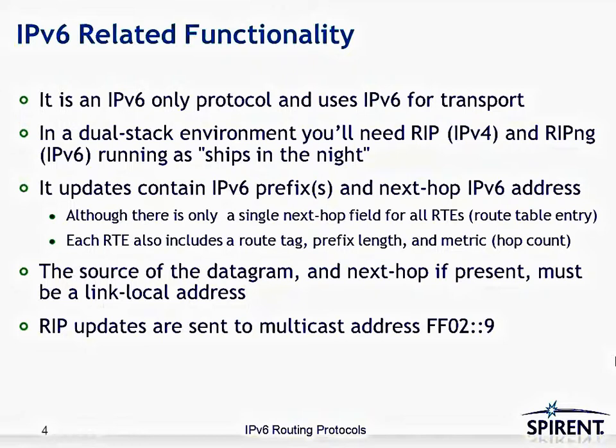The source of the datagram and next hop, if present, must be a link-local address. So that implies that these RIP updates that are sent are not propagated farther than any other routers on the local link. RIP updates are also sent to multicast address FF02::9, which is reserved for RIP updates.